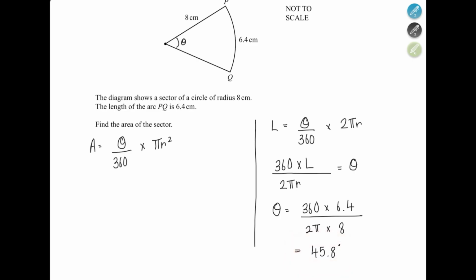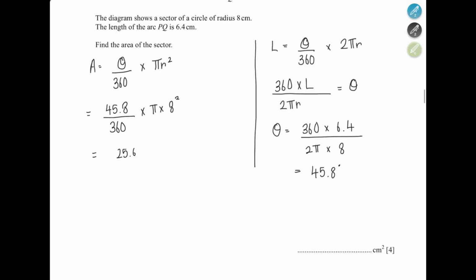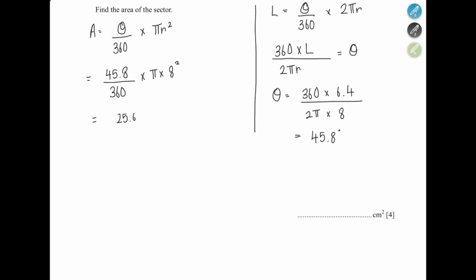So we can substitute this in the original equation, the area of sector. This equals 45.8 divided by 360 multiplied by pi times 8 squared. The answer is going to be 25.6 here. So we can write 25.6 centimeters squared.